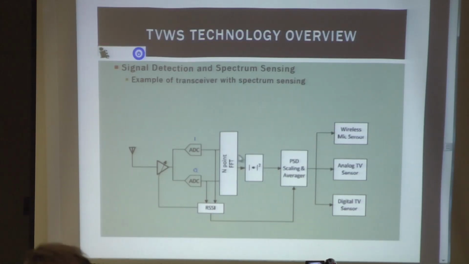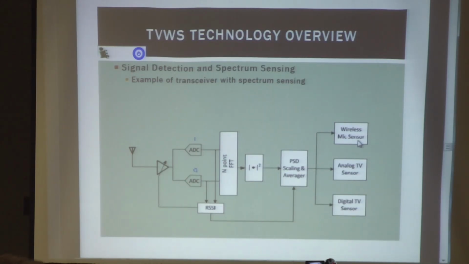So once you have the power spectrum density that's averaged over several iterations to average out the noise, to be able to sense negative SNR, then you could go into different sensors over here. Like this is a digital TV sensor, which will try to detect a 310 kilohertz tone, and you have an analog sensor over here, which will try to detect a 1.25 megahertz tone.